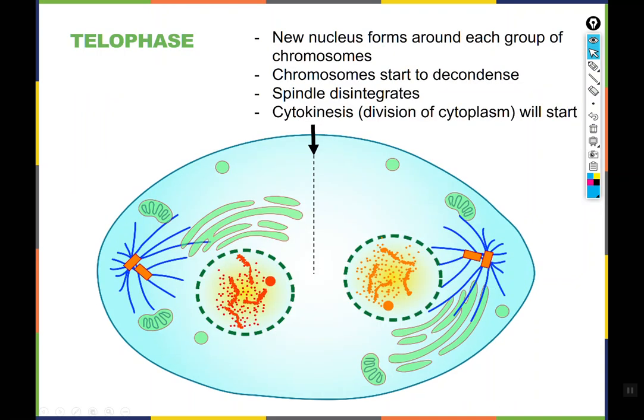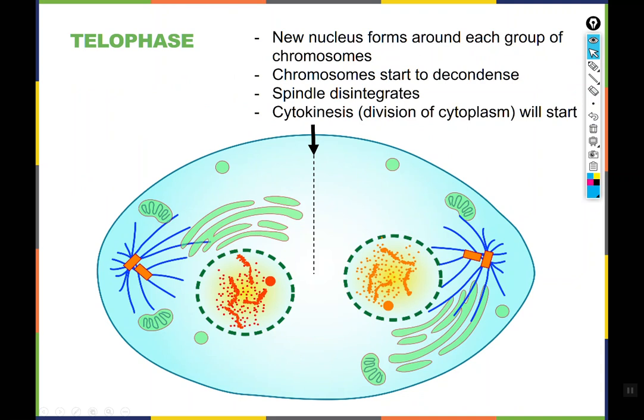Okay, so once that has been achieved, the spindle disintegrates, so we get the depolymerization of microtubules, and you can see that the nucleolus and nuclear envelope are both reforming. So the chromosomes at this point begin to decondense because the membrane is forming around them, so they don't have to be condensed into neat little packages anymore. For now, division is over.